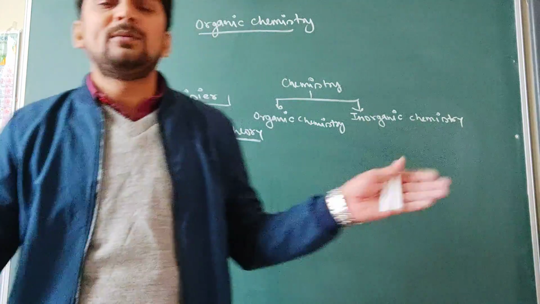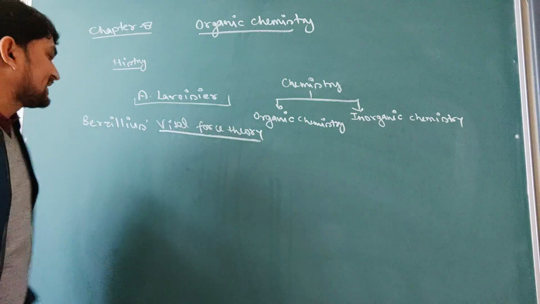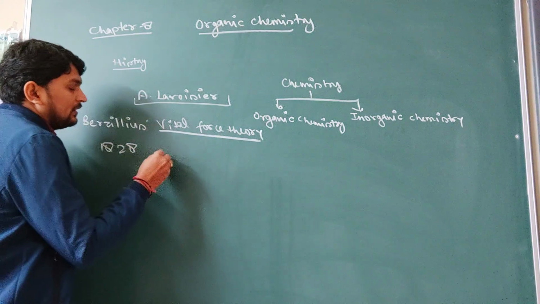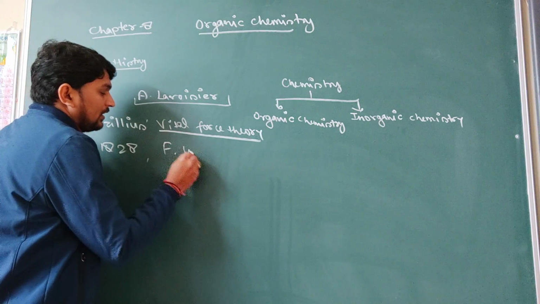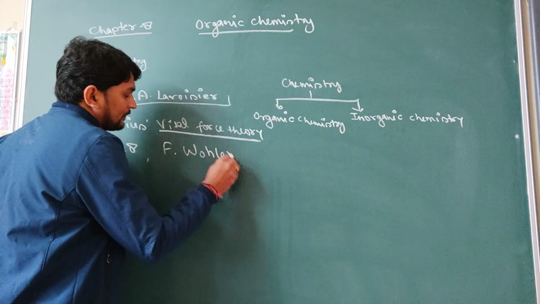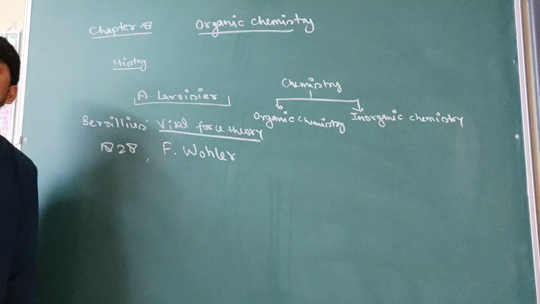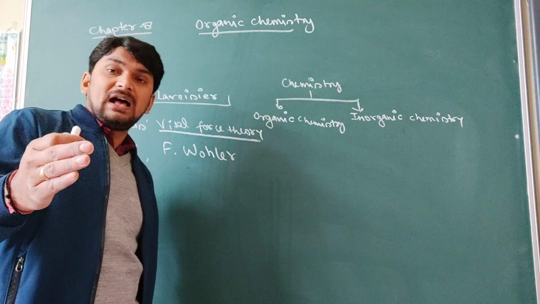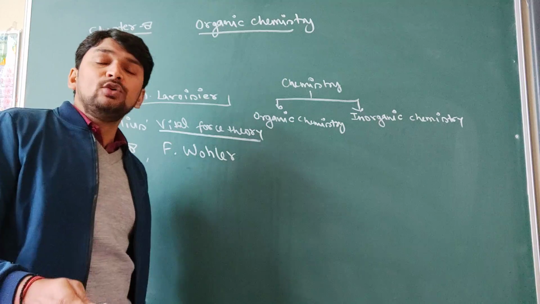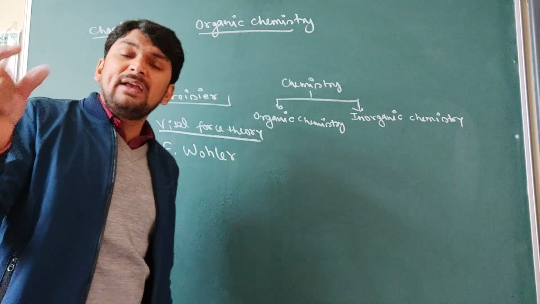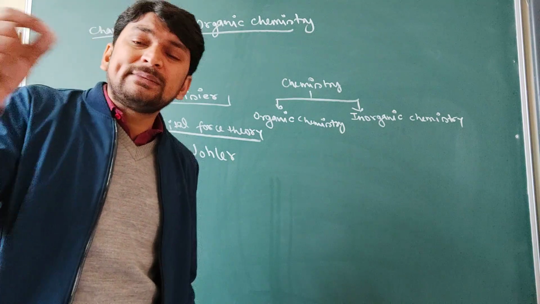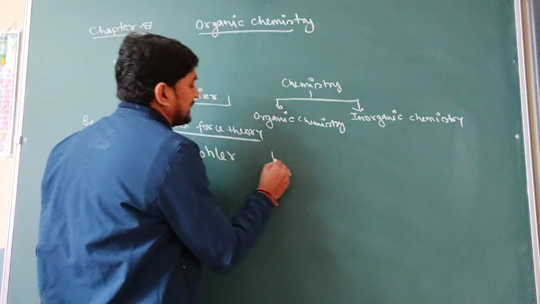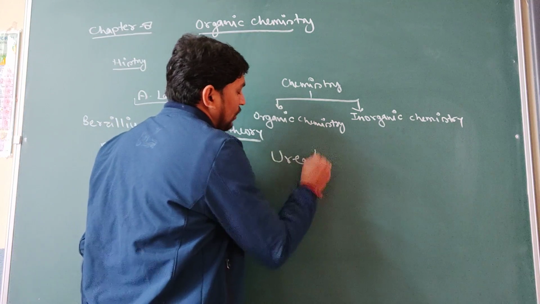No objection came, but the first objection came in 1828. One chemist was there. His name was Friedrich Wöhler. And Wöhler was the first chemist who synthesized the organic compound urea from the inorganic compound ammonium cyanide in the laboratory. Yes, the first organic compound which was synthesized in the laboratory was urea.